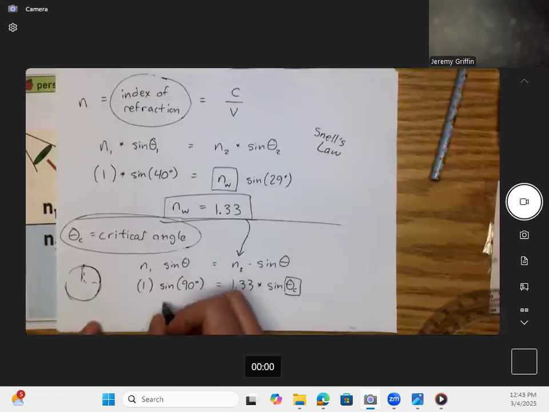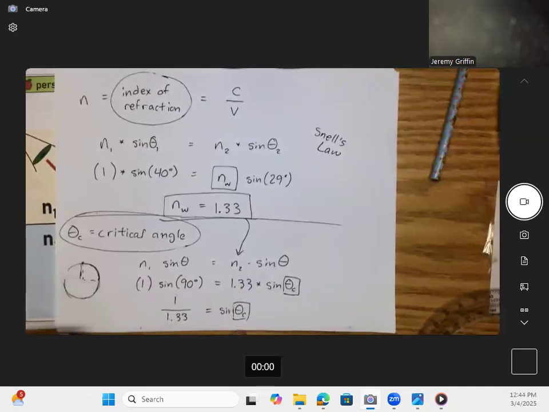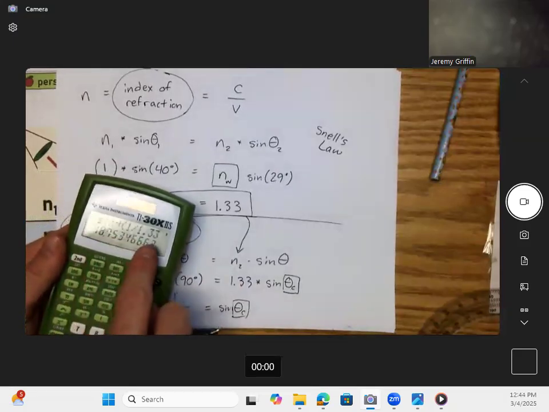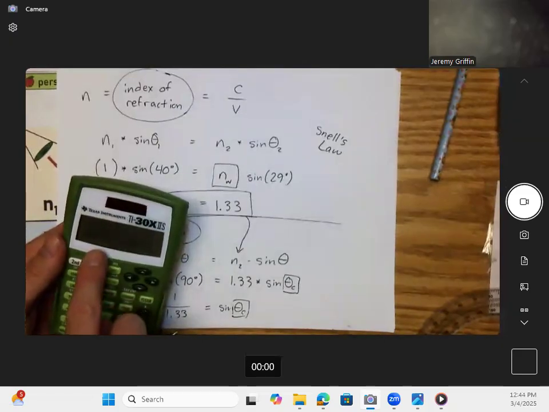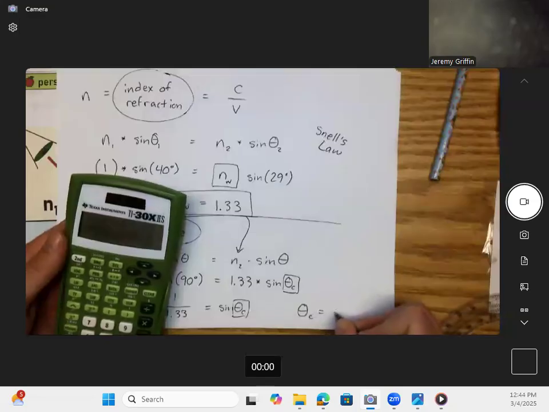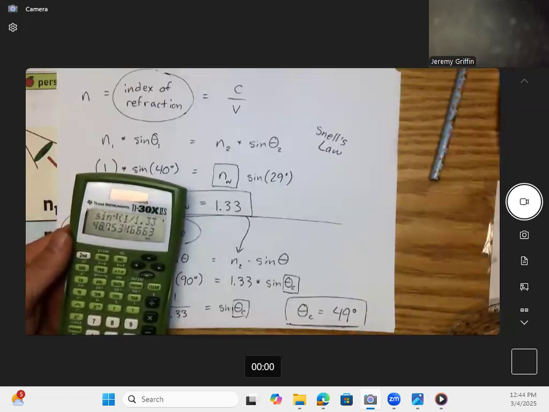Here, let's do this. I know all this is equal to 1, and I can divide out 1.33. So 1 divided by 1.33 is equal to sine theta c. Then I have to take the inverse sine, and I did that right here: inverse sine of 1 over 1.33. I'm getting 49 degrees basically. So theta c equals 49 degrees. That's the critical angle for water. You guys get that?